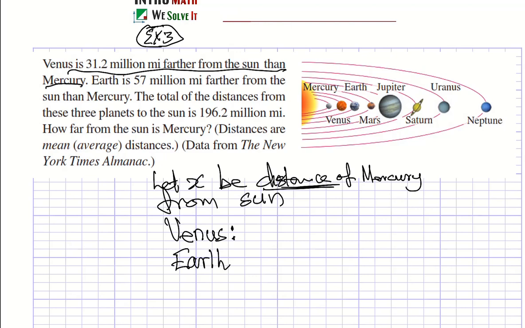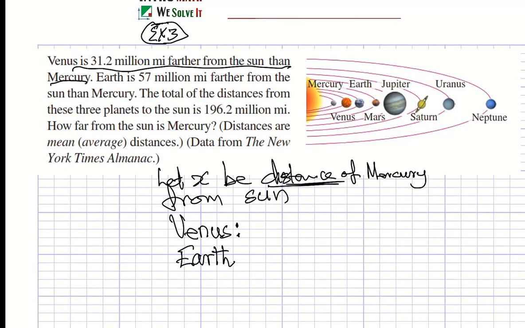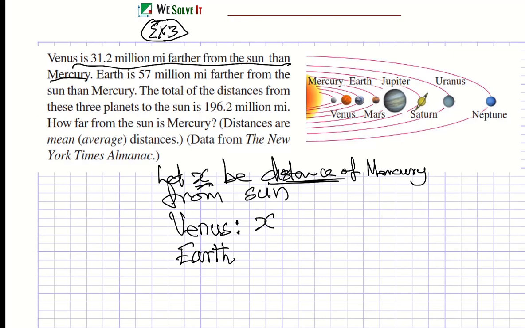Okay, let me see. Venus is 31.2 million miles further from the sun than Mercury. So if the sun is that and Mercury is that, then Venus is this, further. Sorry about that. It will be x plus 31.2, okay? And then Earth, how do they compare? Earth is 57 million miles further from the sun than Mercury. You see why we chose Mercury?